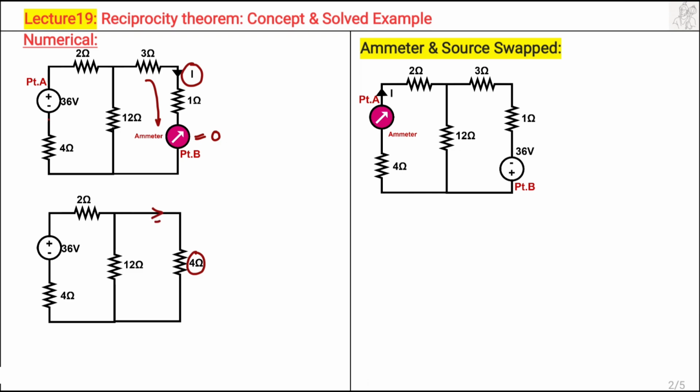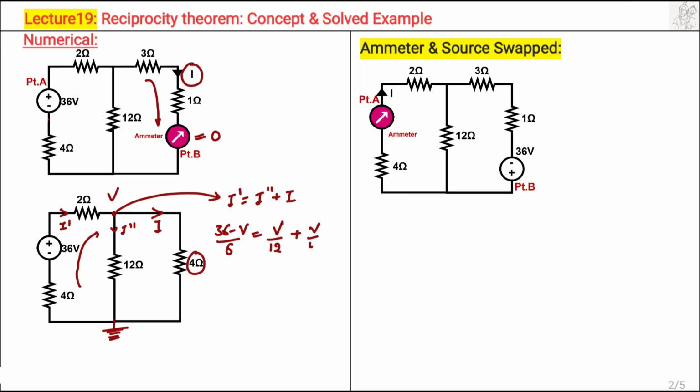We can easily find out this current I by using nodal analysis at this node. Suppose this is the reference node and I' and I'' currents are flowing. So at this node, as per KCL, I' is equal to I'' plus I. I' is simply (36 minus V) divided by the total resistance, that is 4 plus 2, 6, is equal to I'', that is V by 12, plus I, that is V by 4. From here V comes out to be 12 volts and I is simply V by 4, that is 12 by 4, which comes out to be 3 amperes.